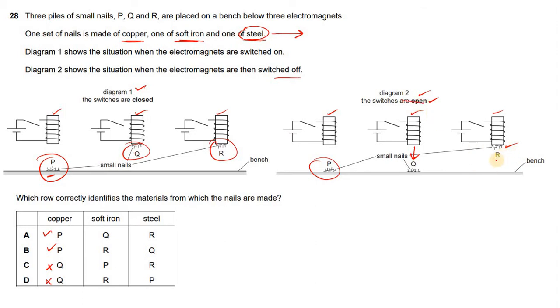So R is made of steel, and Q immediately loses its magnetism. That's why they immediately fall. So they are made of iron. So Q is iron and R is made of steel. So option is A.